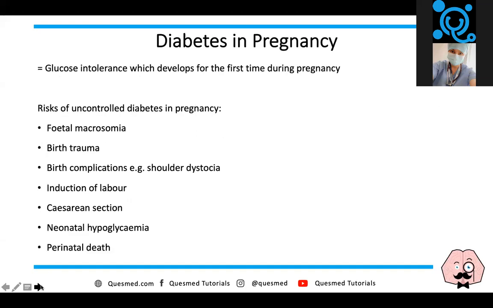So what's the deal with diabetes in pregnancy? The definition of diabetes in pregnancy is a glucose intolerance that develops for the first time during pregnancy. And why are we worried about it? Well, diabetes in pregnancy is associated with a whole host of increased risks, including fetal macrosomia, so big babies, and therefore increased risk of birth trauma, birth complications, shoulder dystocia. People with uncontrolled diabetes in pregnancy are more likely to require induction of labour or a caesarean section. And babies born to mothers with uncontrolled diabetes are more likely to suffer from neonatal hypoglycemia and perinatal death. So that's why diabetes in pregnancy is important.